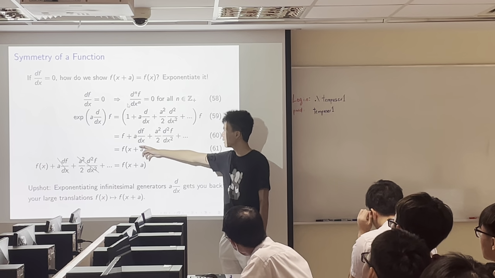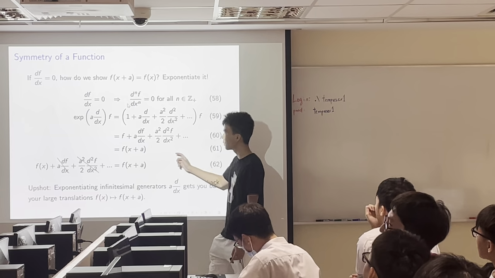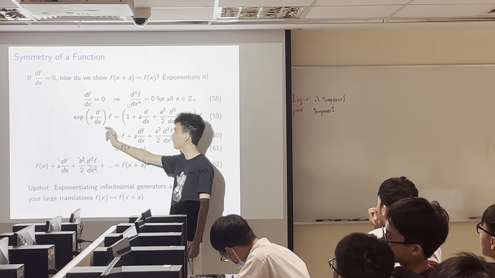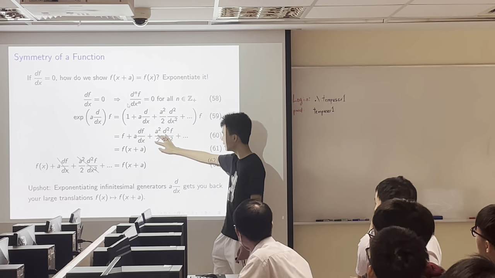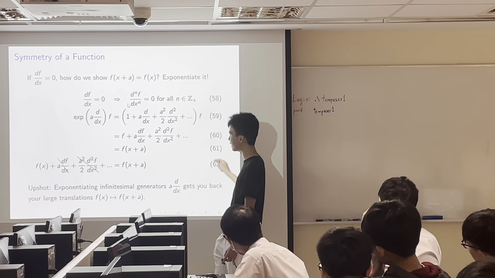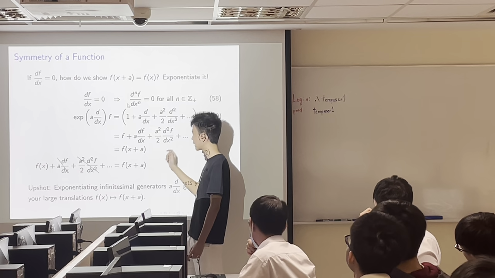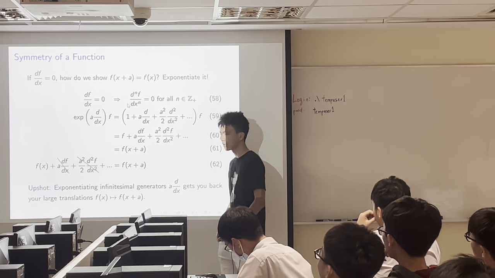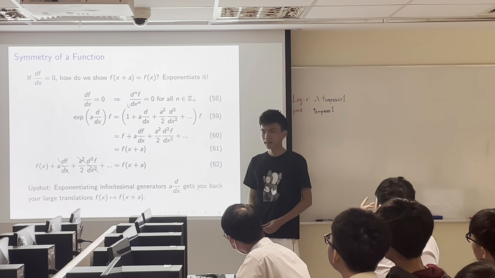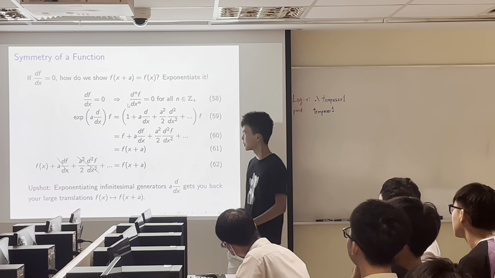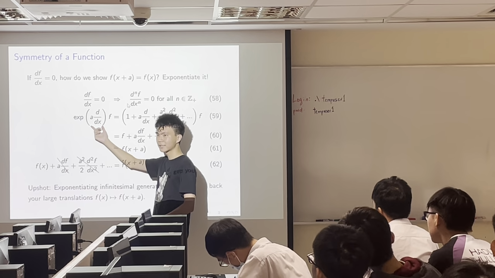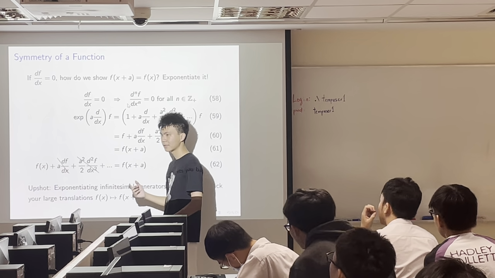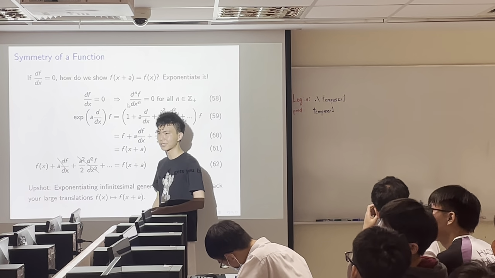Right? You get essentially a Taylor expansion. You apply the exponential of a d/dx on f, you get a Taylor expansion of f of x plus a. Okay, and if I look at the last two equations, 60 and 61, then if the higher derivatives all cancel, that will imply that f of x equals f of x plus a. The reason why I share this is because I want to share this idea where you can exponentiate a generator to get back a finite large symmetry transformation.